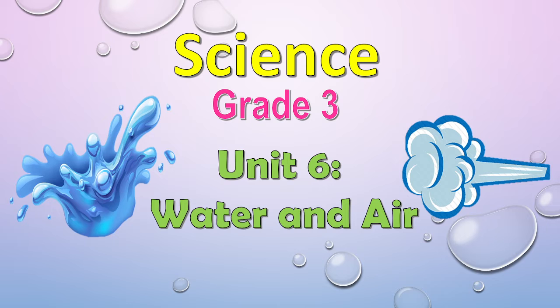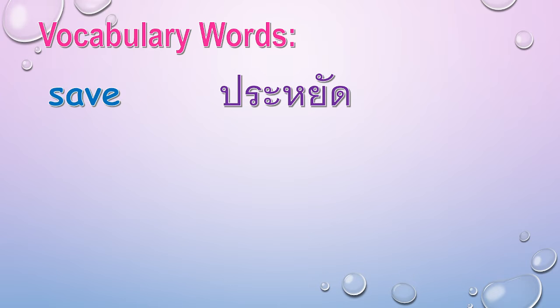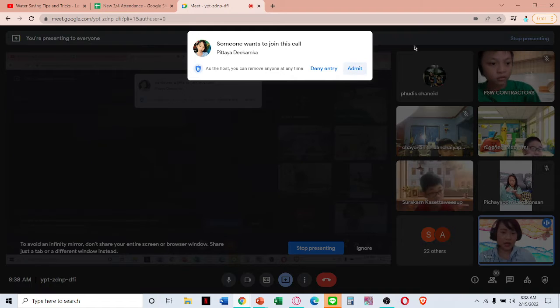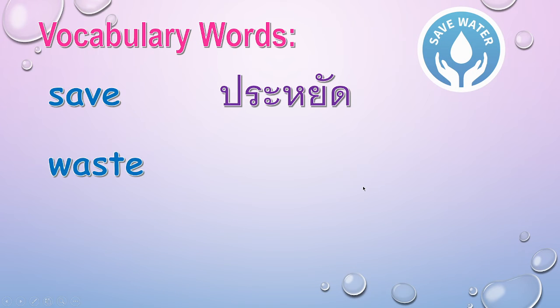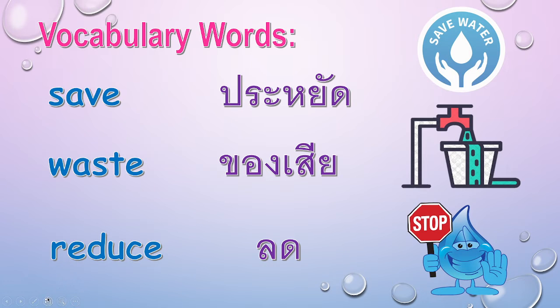How to save water. For the vocabulary words, we have the first one, save. Can you say that? Save. In Thai is? Payat. Okay. Next, we have waste. Waste. เปลือง. And then we have reduce. Reduce means? ลด.